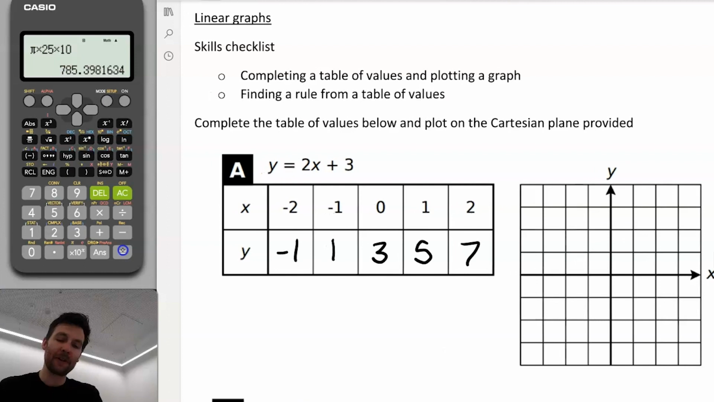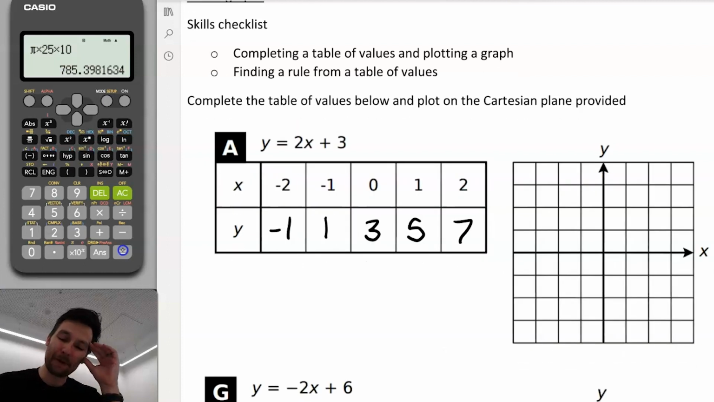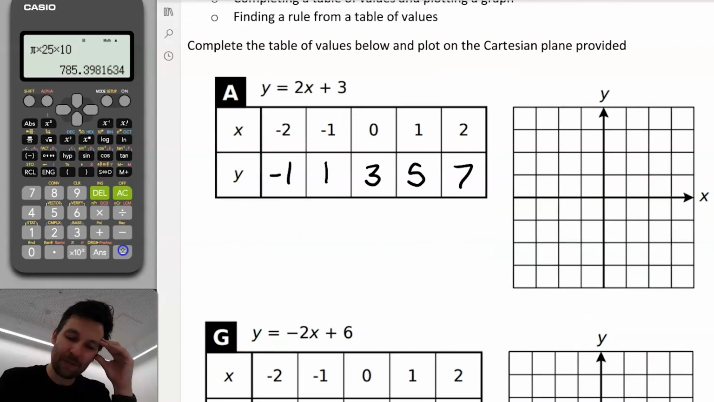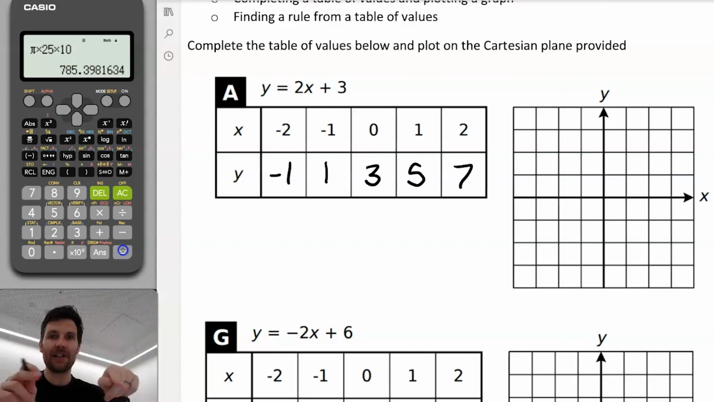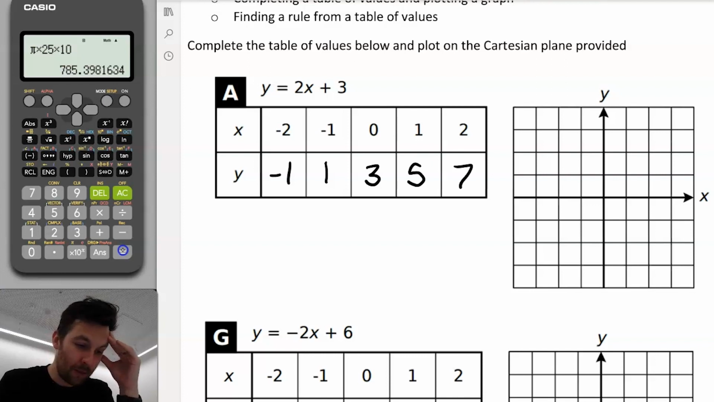I'm reluctant to actually draw these on the graph, but maybe I'll try it for this first one and we'll leave it for the other one. On the actual exam, you'll be given a Cartesian plane that's already labeled, so don't stress too much about that.